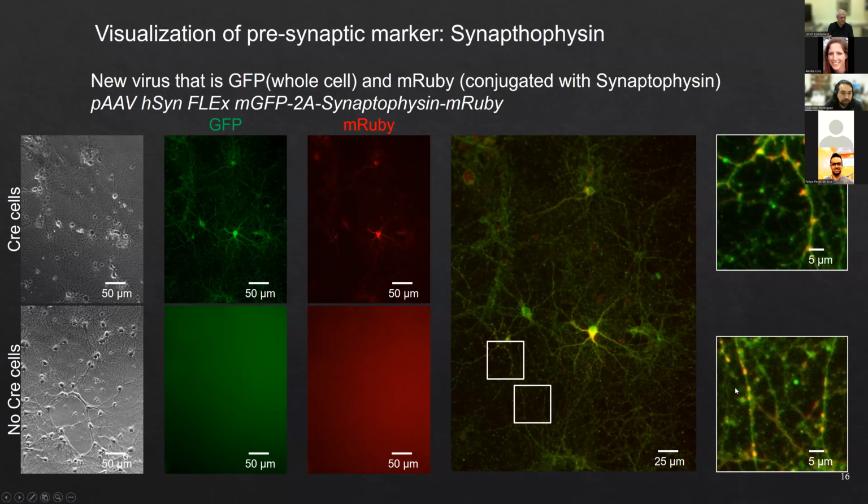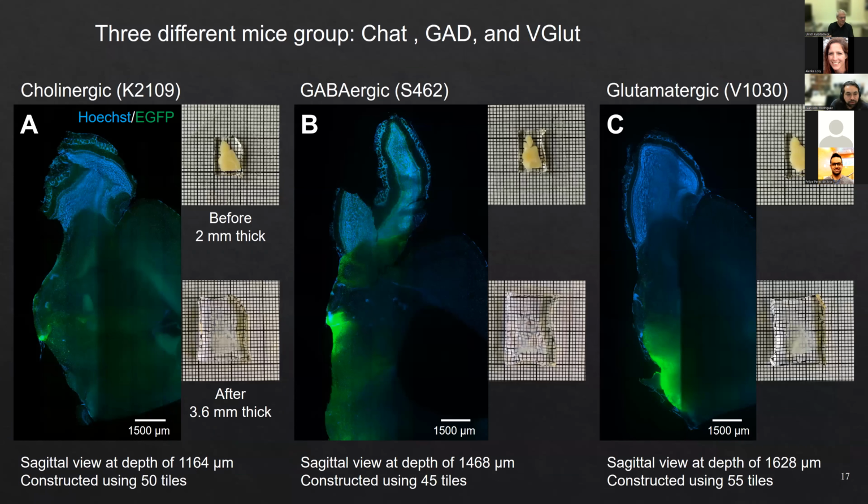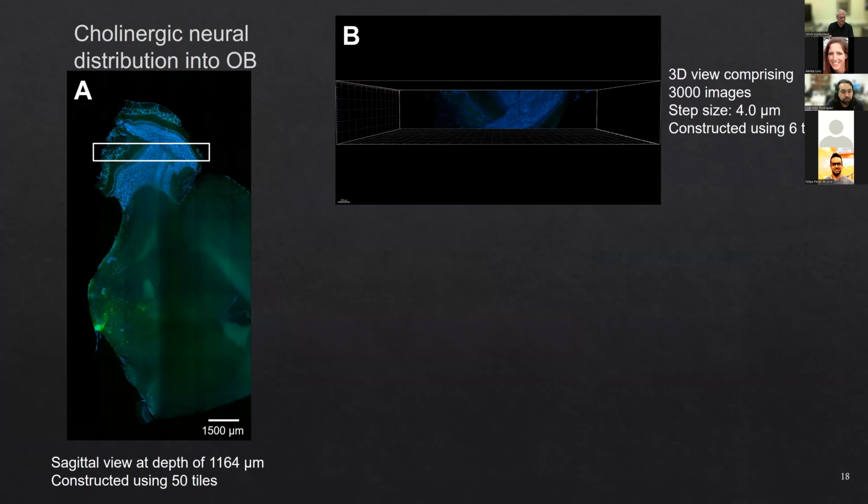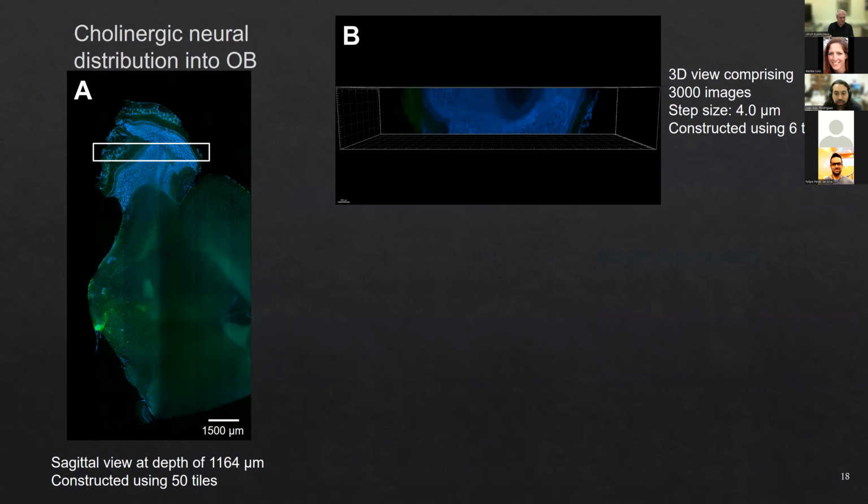dots. Okay, so now the idea is to see if we can preserve, after this long sample preparation, the mRuby signal. So we did this test with 3 different mice groups for cholinergic, GABAergic, and glutamatergic neurons, that are the most important present in the HDV. And the first idea is to see where the projections are located.